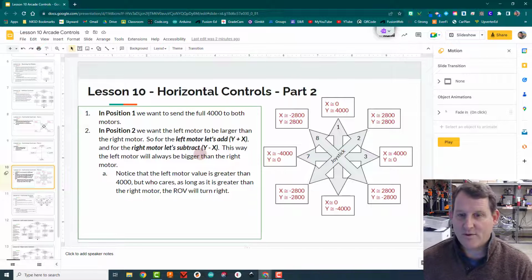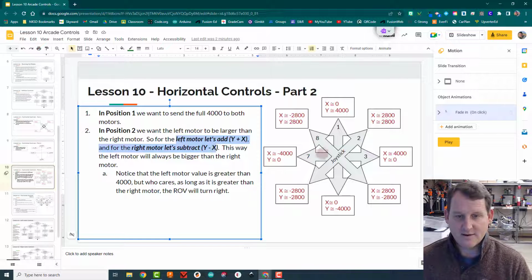All right, we won't walk through the rest of them. I think that's enough for you to see the pattern. You can test the pattern later when we do the code. But let's try this as our first pattern. Right there. So the left motor speed is going to be adding the two values, and the right motor speed is going to be subtracting the two values.